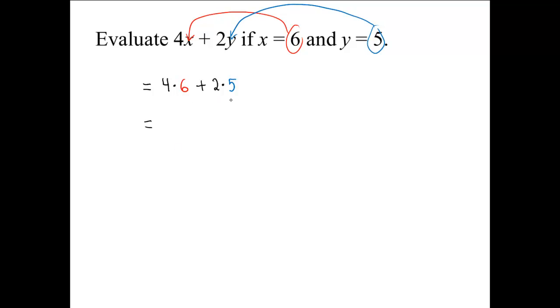We have to multiply before we add. Multiplying 4 times 6 is 24. Multiplying 2 times 5 is 10. So we have 24 plus 10, which is 34.